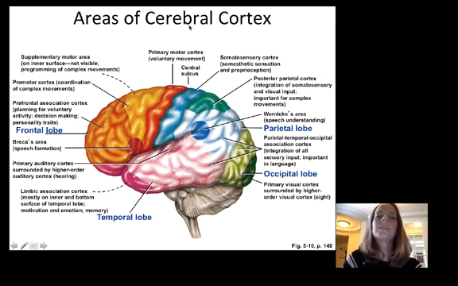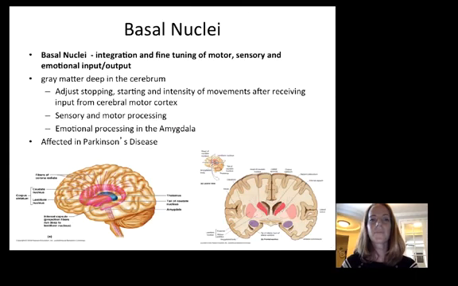So we can summarize the areas of the cerebral cortex in this diagram, and since we went through each one very, very carefully, I'm just going to leave this diagram in the PowerPoints for you guys to refer to later. All right, so from the cerebrum then, let's get into the other areas of the brain.